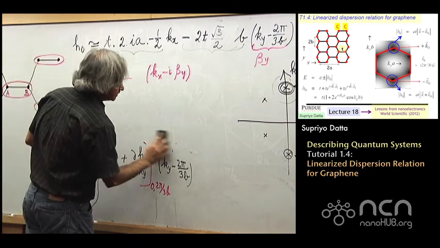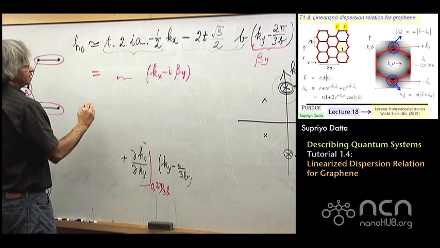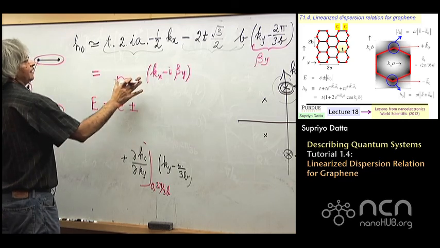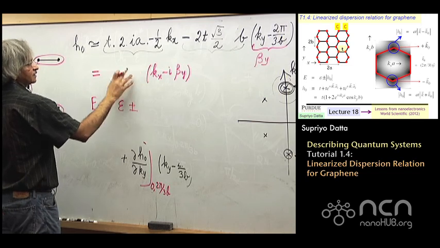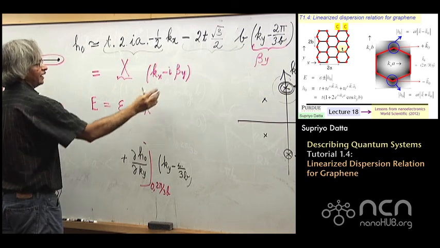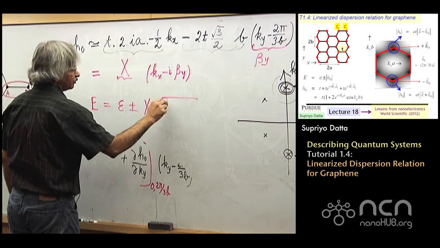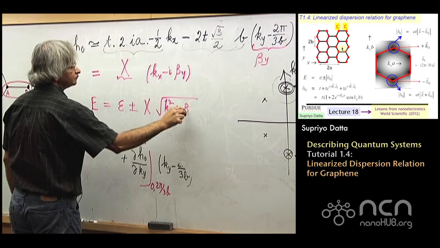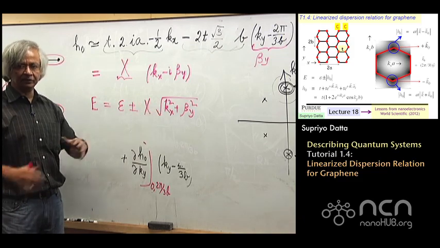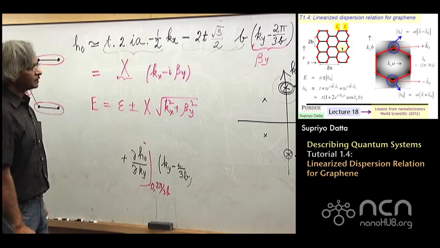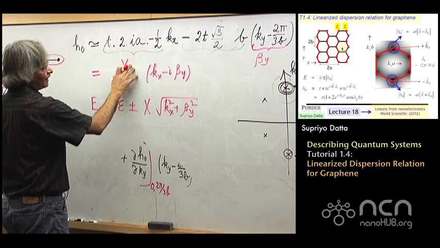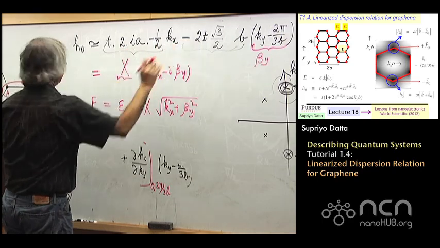And then, of course, you can immediately see that in this approximation, energy values can be written as epsilon plus or minus the magnitude of this. Whatever we have here, let me call it capital X. And then the magnitude of this is, of course, just the square root of kx squared plus beta y squared. This is the form that you usually see, the form that people talk about when they talk about the E-k relation of graphene. So the main point I want to explain is what this X is, and how this is actually equal to that.